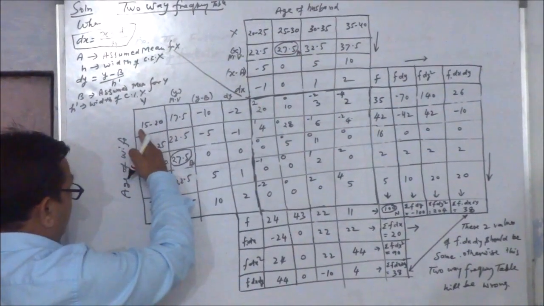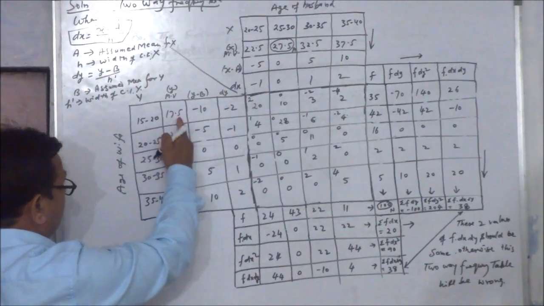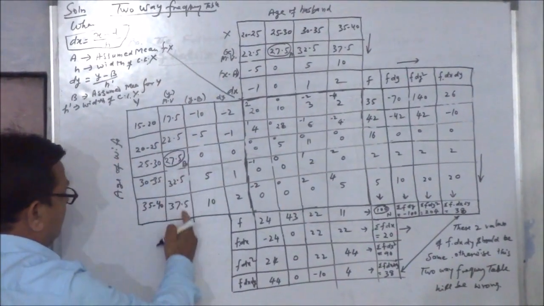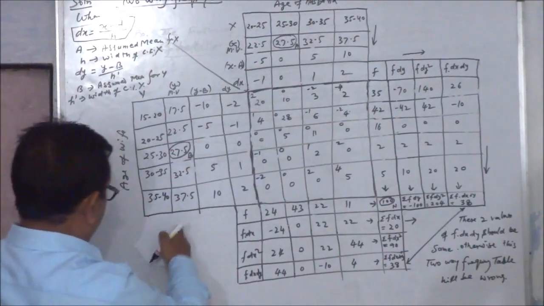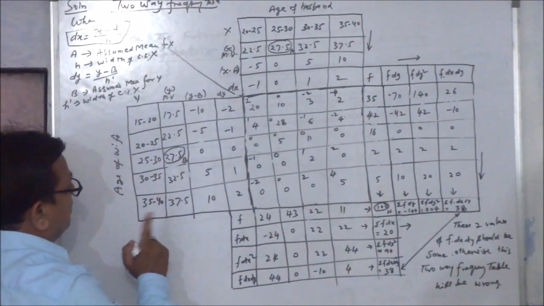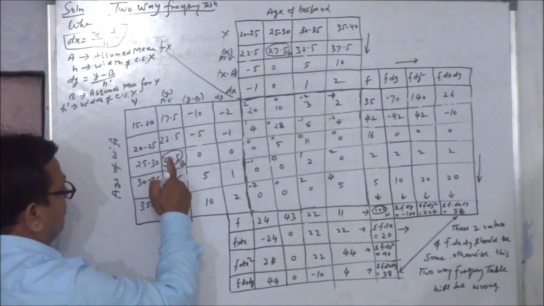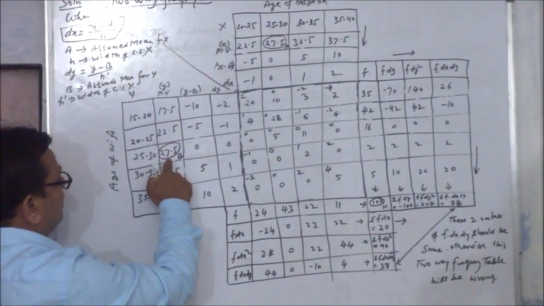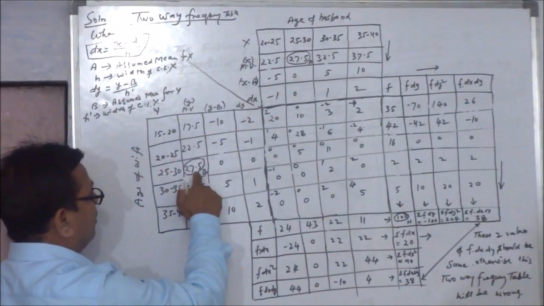Class interval lower and upper value divided by 2 means (15 plus 20) upon 2. This is 17.5. Similarly, you can calculate all the mid values for these class intervals. Now, among these mid values, one will be the assumed mean for y. Whatever value is in the middle, that is 27.5. I have taken this as the assumed mean for the y series.